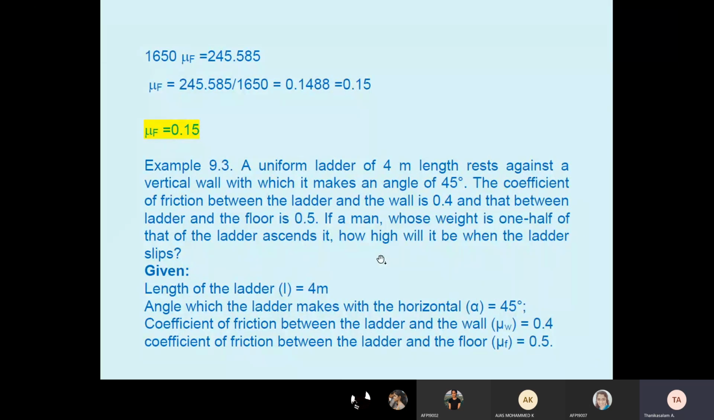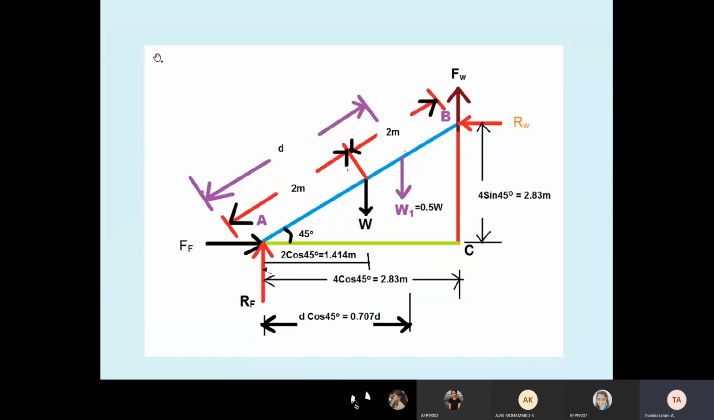Therefore, what height is the man standing? I take D as the unknown distance. The weight of the man is 1/2 of the weight of the ladder. What is 1/2? That is 0.5, so 0.5 W. Therefore, W1 equals 0.5 W. We do not know D, so I marked it D. So we have to calculate everything here.